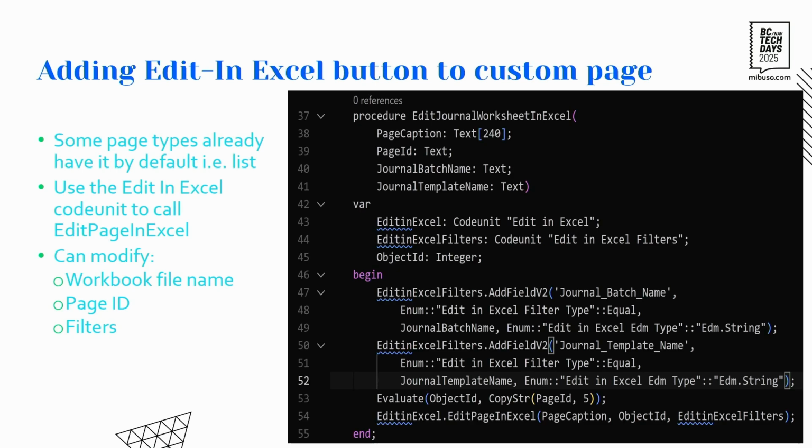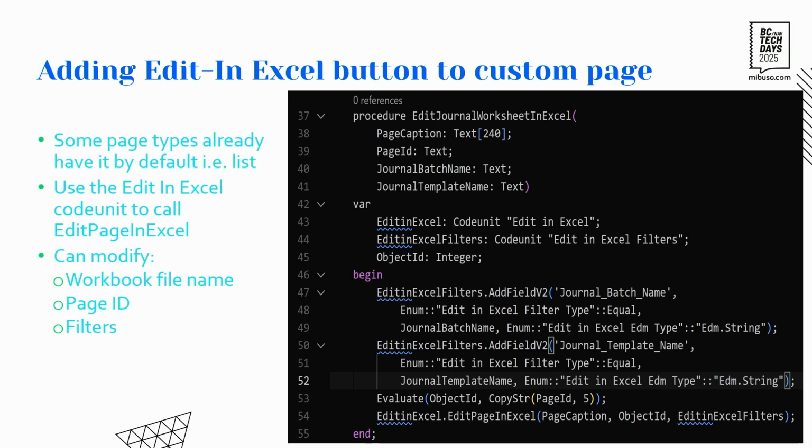And then sometimes you have a page, like a worksheet page, for example, that doesn't have the Edit in Excel button. We only add it by default to some specific pages, like the list page. And so this code that I've added is a helper function to add an Edit in Excel action to a worksheet page. What you basically do is you take a dependency on the Edit in Excel code unit, and you take a dependency on the code unit for the filters.